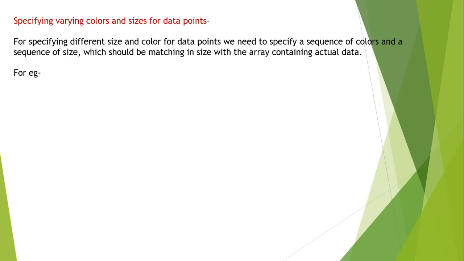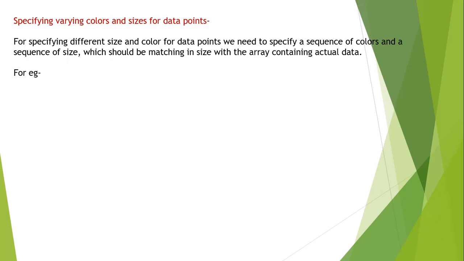So for each element you should have a size, and for each element you should have the color of the marker also. So if 5 elements are there, 5 colors should be there, and 5 sizes should also be given, so that we can match it according to the given array. Got it? If it is short, then it is a problem. If it is in excess, then also it is a problem. That means it should be exactly matching in shape with the data values given.